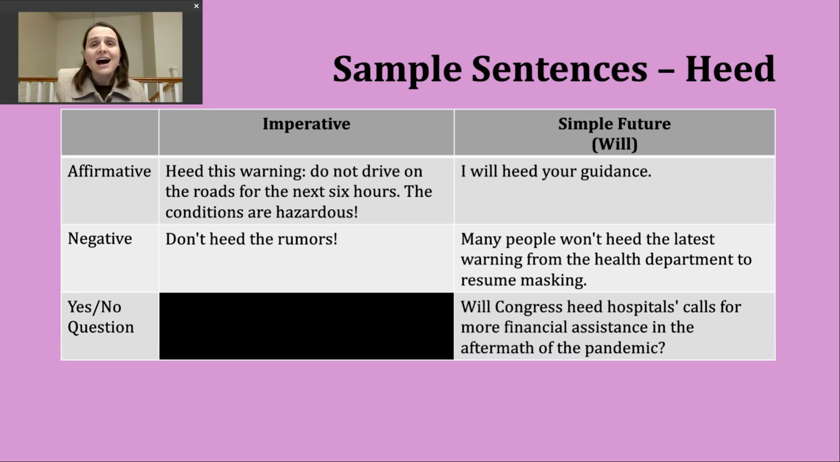So it was talking about various healthcare systems, various lobbyists saying many hospitals still need more support to recover from all of their expenses and lost income that occurred during the pandemic. So here we're kind of wondering, is Congress going to pay attention to this in the future?